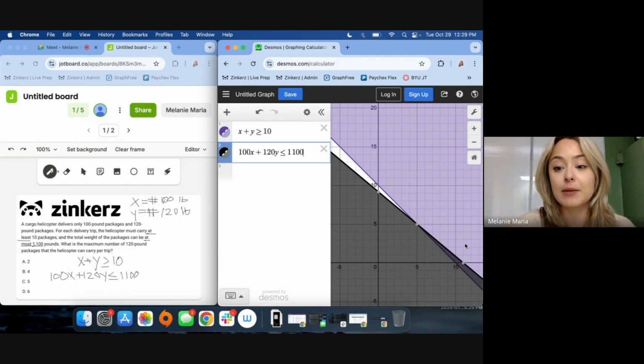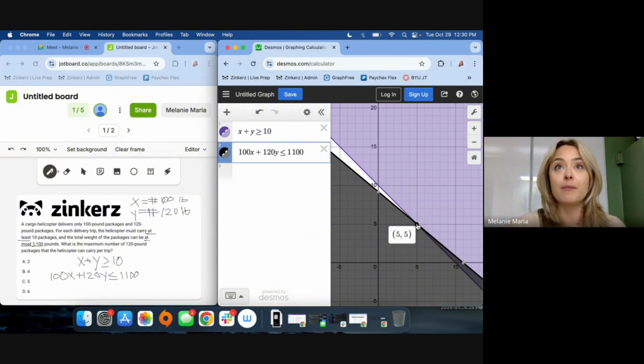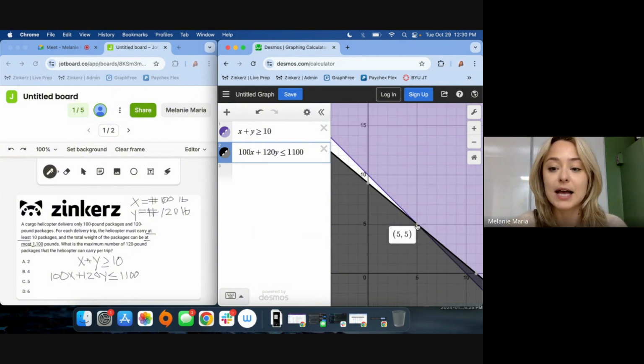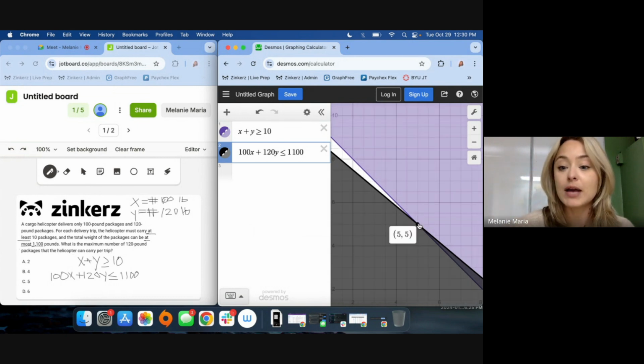And here I'm getting my solution set where these two inequalities overlap. We can see that part is down here, the shaded purple and black part. But I'm looking for just the point of intersection that's going to make both of these inequalities true. So we can see that's where this point 5, 5 is happening. This is the greatest value, X and Y, that makes this situation true.